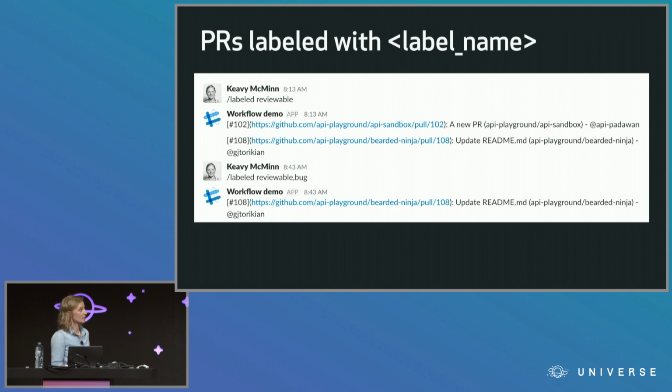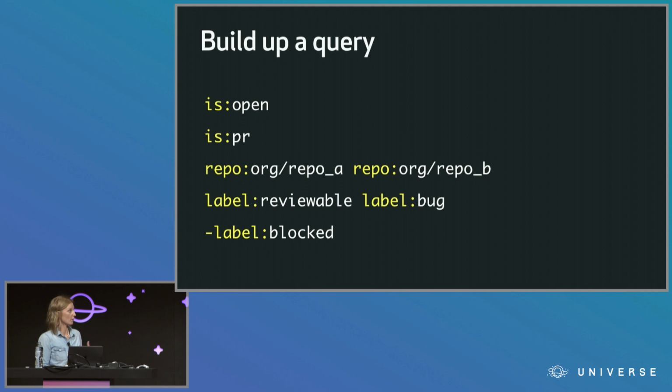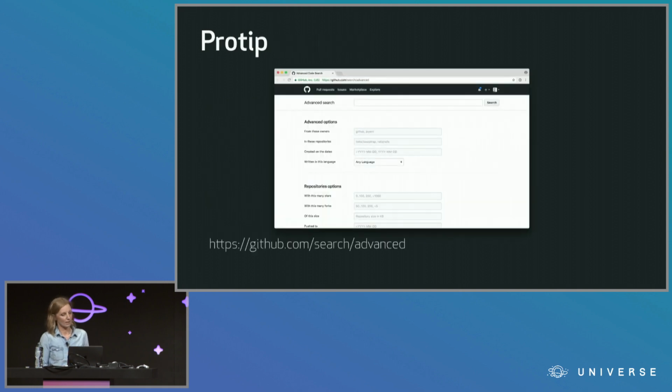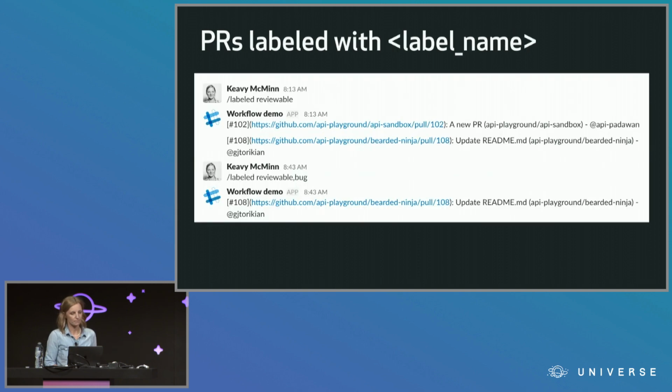For fetching pull requests labeled with a certain label, the app could have a method labeled which accepts parameters for which labels to search for. Again, we just pass those parameters into the app and build up a query of what we want to search for. It's really useful to check your expected results with the advanced search page in the web UI. The API request will use the exact same query syntax as on the web. And then we just make an API request to search issues using that query that we built up. And the Slack app could display those results to the user.